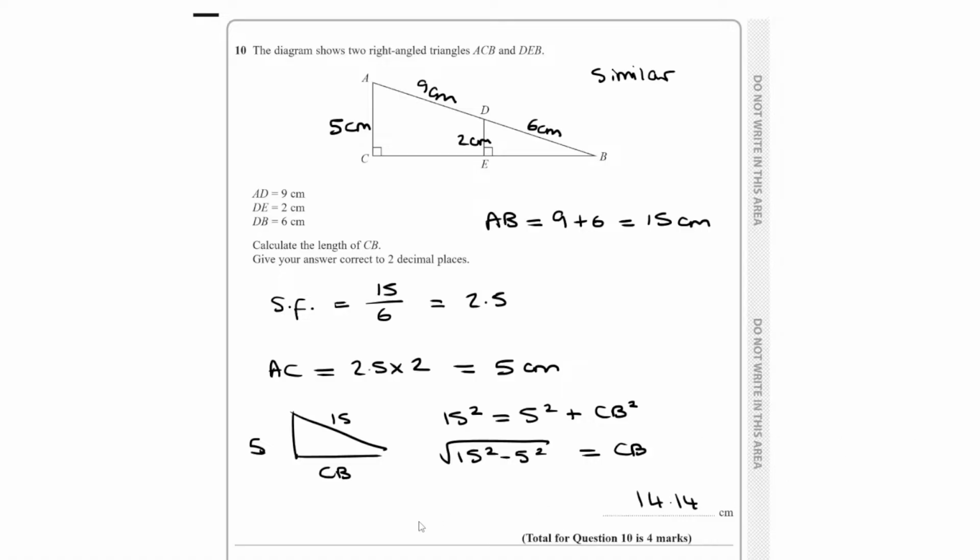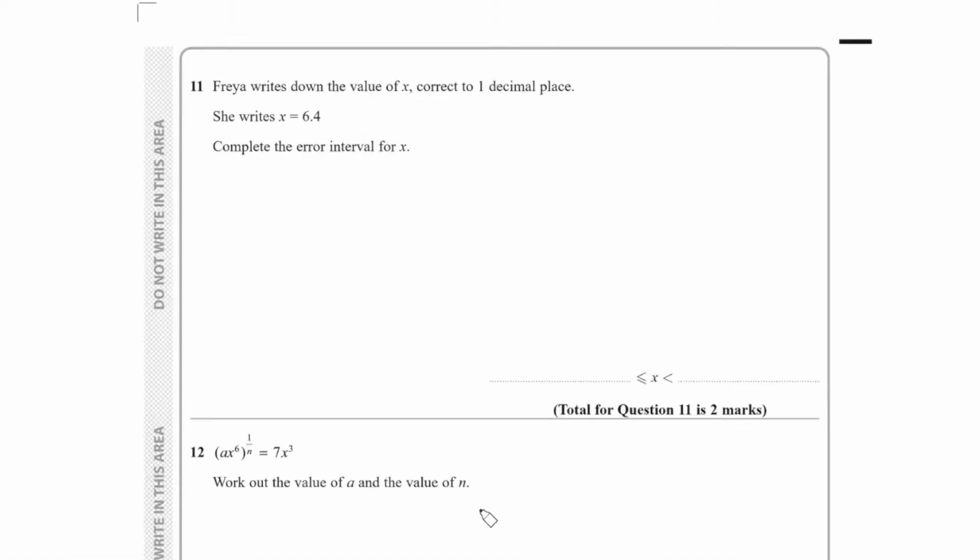And again, they have said anything between 14.1 to 14.15. Again, if you don't round it correctly, they will still give you the answer as long as obviously it falls within this range. They'll still give you full marks even if you don't round it. So yeah, that was kind of a mixture, that one, I guess. Similar shapes and also a bit of Pythagoras if you wanted to do that.